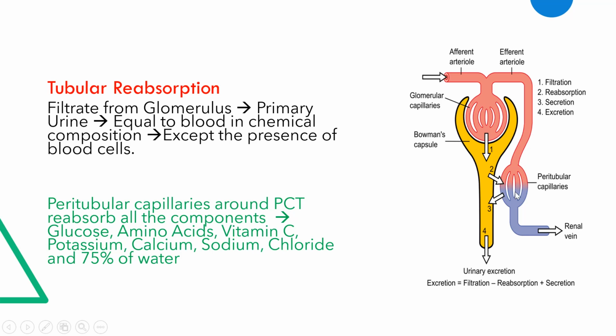Then these are the peritubular capillaries. The peritubular capillaries around the PCT reabsorb the components. So what are those? Glucose, amino acids, vitamin C, potassium, calcium, sodium, chloride, and also 75% of water. All these are reabsorbed by these peritubular capillaries from the PCT, proximal convoluted tubule.